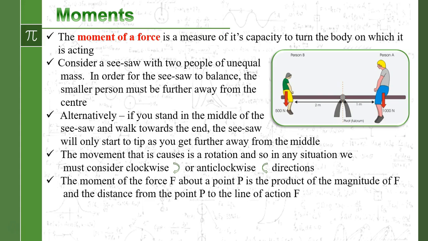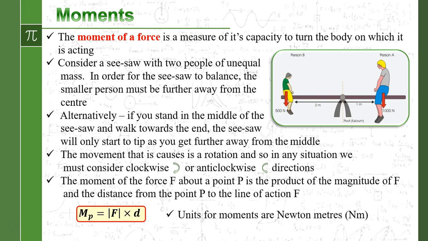So the moment of the force about P is the product of the magnitude of the force and the distance from the point P to the line of action. So essentially, the moment about a particular point is force times distance. And this is measured in Newton metres.